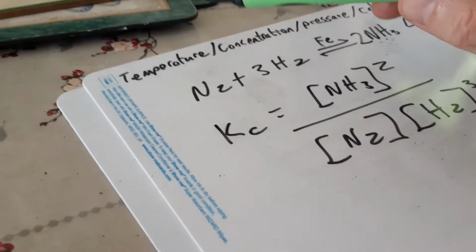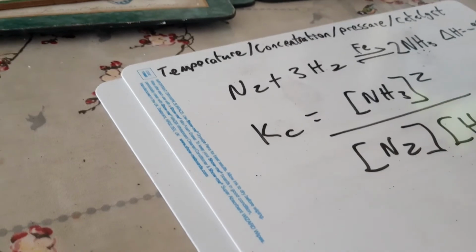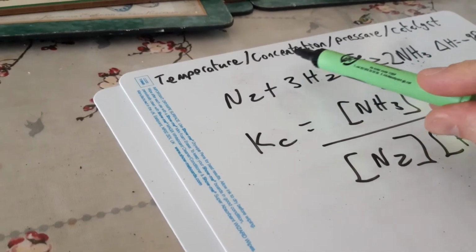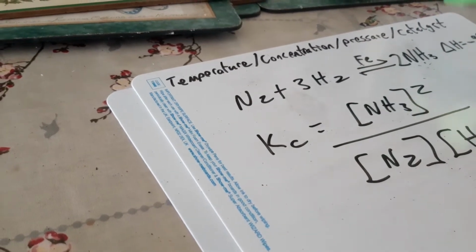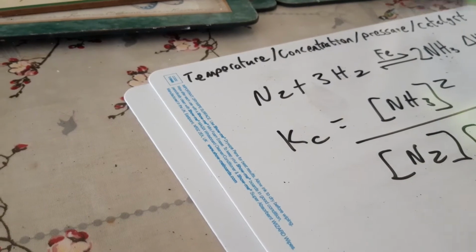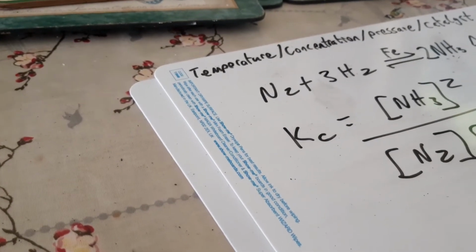Now, what Le Chatelier says is, if we add a stress, and by stress it means any one of these three things, forget about the catalyst for a second, any one of these three things here, the system will try and offset that stress, all right?